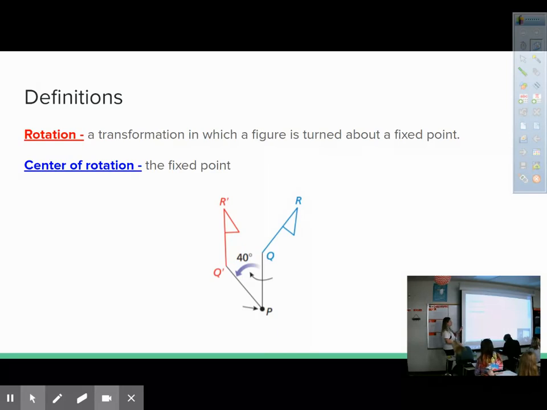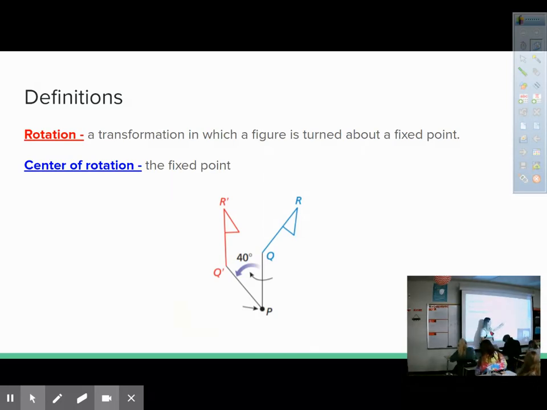A rotation is a turn. You turn something. You don't change its size, you don't change its shape. The only thing you change is its position, and you change it by turning it. The center of rotation is the fixed point. For instance, let's say I have a flag attached to a pole, and I'm turning the pole here. Where my hands are, that's the fixed point of rotation.